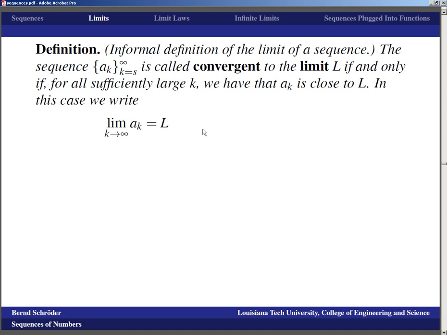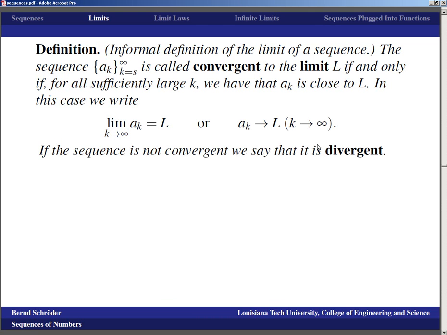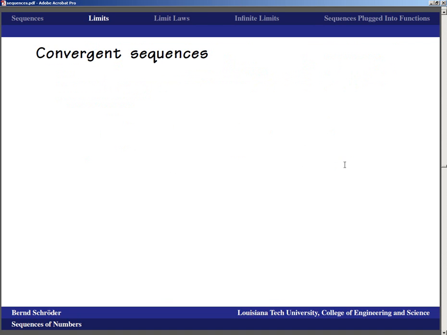In case a sequence is convergent to a limit L, we will write that the limit as k goes to infinity of a_k is L, or that a_k goes to L as k goes to infinity in this notation. And if the sequence is not convergent, we say that the sequence is divergent. The idea for convergent sequences is that your numbers a1, a2, a3, a4, and so on will continue and ultimately aggregate closer and closer to this limiting number L.